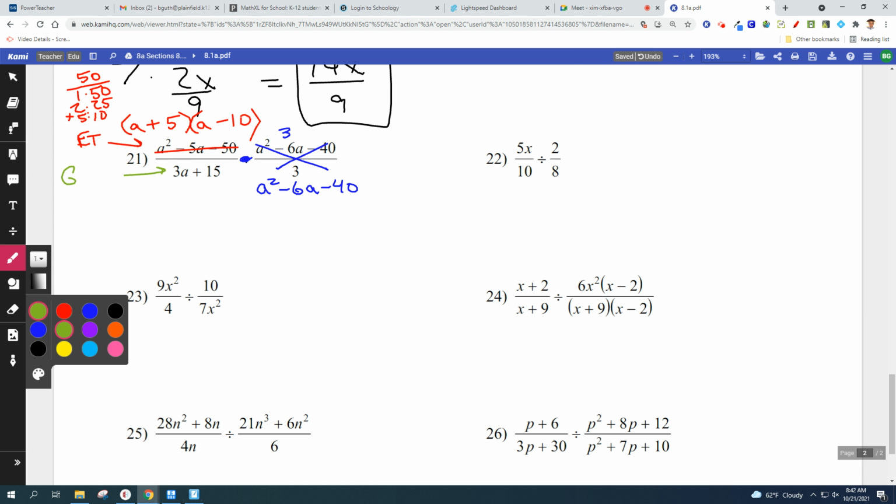Bottom left, that's a GCF. There's a 3 in common. Take out 3, you're left with A plus 5. That's good because you can see how something's going to cancel out.